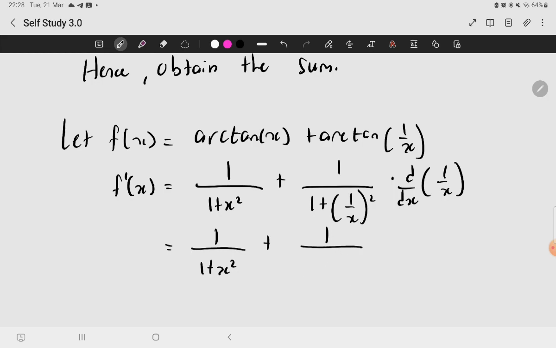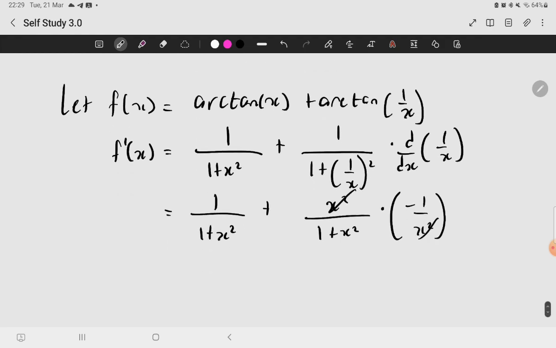Then let me simplify this term. So here will be x squared over 1 plus x squared times negative 1 over x squared. Now we could simplify this easily, and we are left with both terms. But we have to subtract them because they are alike terms. Therefore, from here we will obtain the result, which is 0.